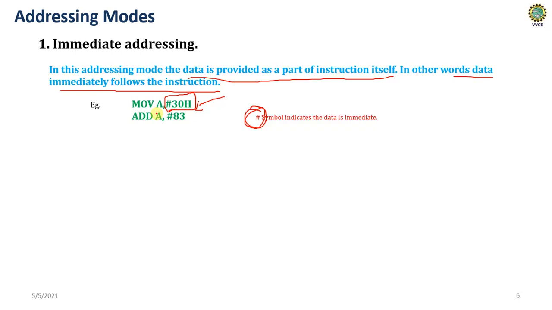Fine. It is nothing but the accumulator. Likewise, we have one more instruction, that is ADD A, #83. ADD is the instruction which adds the data stored in register A and 83. So I am mentioning the source as an immediate value. So if I want to move some value, some numbers into any registers, then I can use this addressing mode.